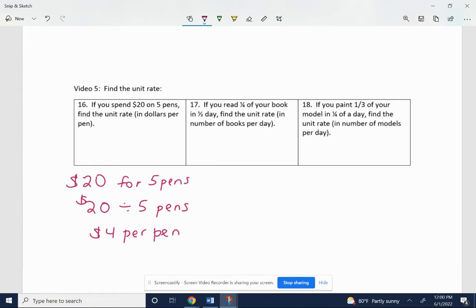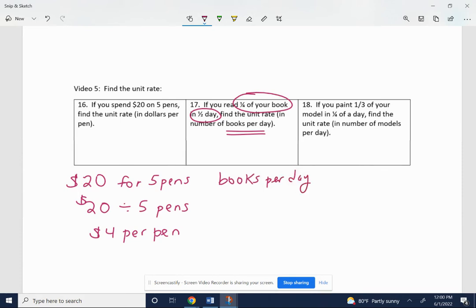Okay, I need to go over another one. Hopefully I'm making some sense. If you read 1/4 of a book in half of a day, find the unit rate in books per day. So they want books per day. So just take the number of books divided by the number of days.